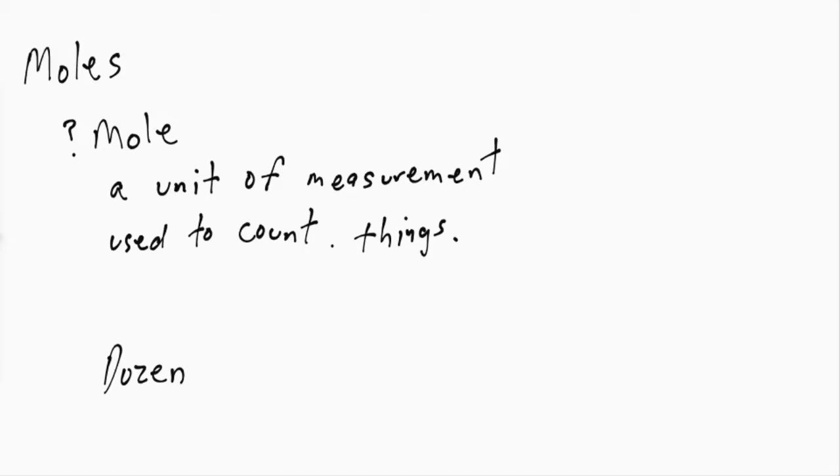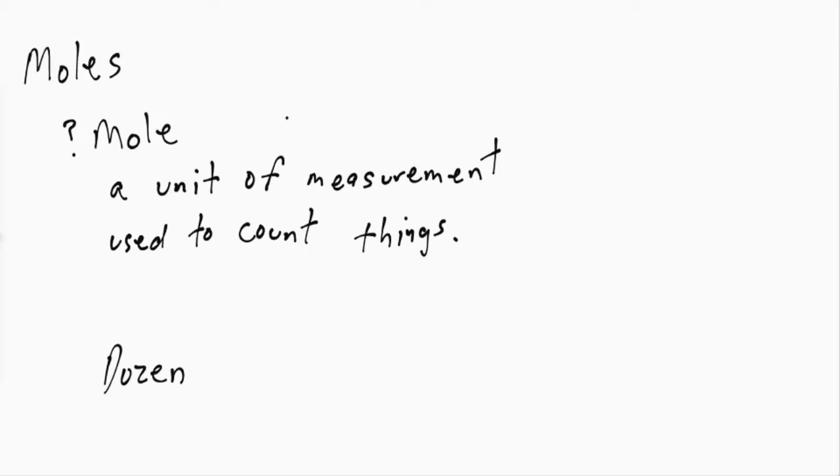So if I say, hey, how many eggs do you have? You might say, I have 2 dozen eggs. That's one way to count eggs, by the dozen. Or you could actually count each egg as an individual unit and say, I have 24 eggs. So think of a mole like a dozen. It's a unit that's just used to group numbers of things together.